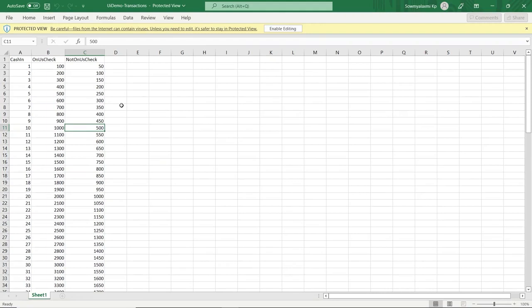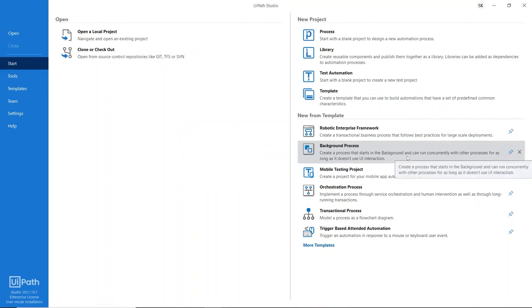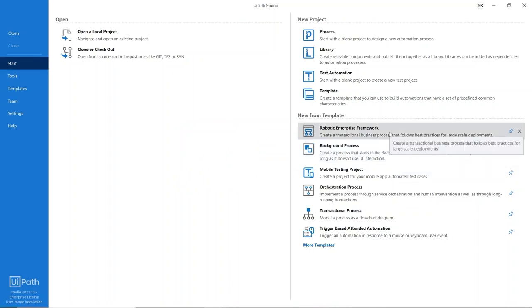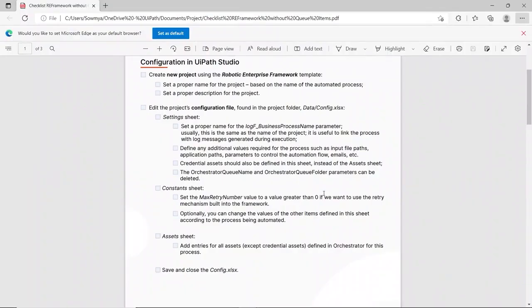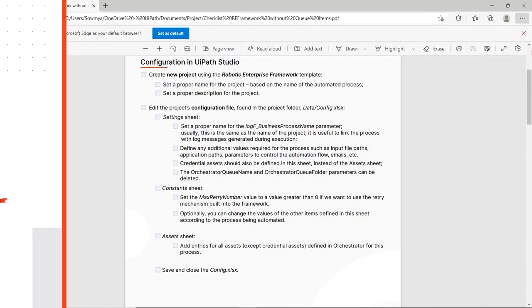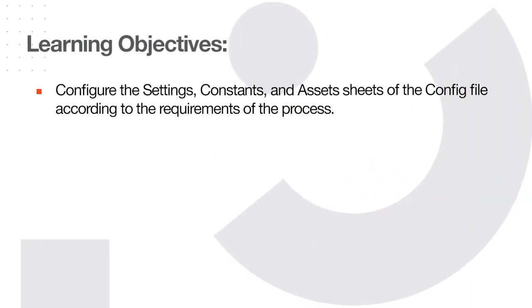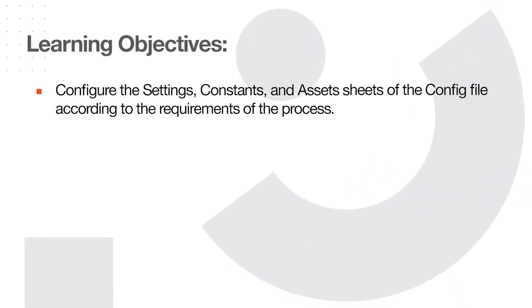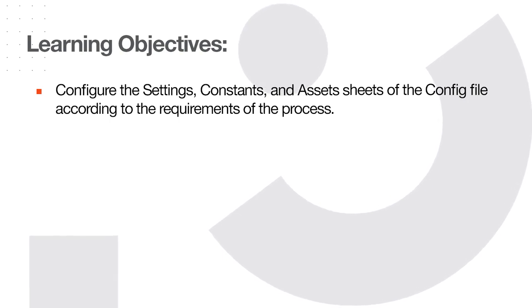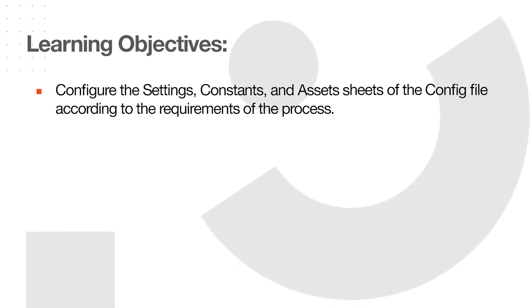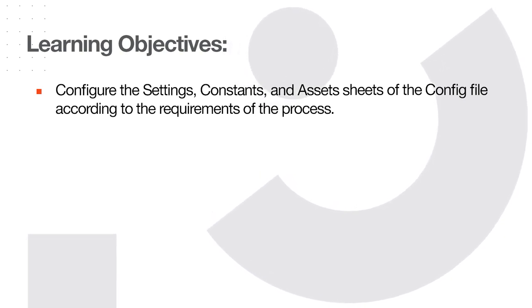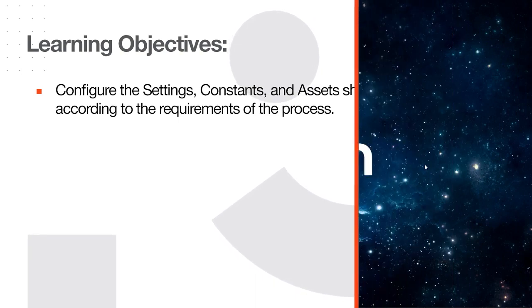To create the UiDemo project with tabular data, we'll use an empty REFramework template and follow the instructions in the REFramework without queue items checklist. We'd encourage you to download the starting materials provided in this lesson and build along as you watch the videos. Our goal in this video is to learn how to fill the settings, constants, and assets sheets in the config file according to the process specifications. The configuration in UiPath Studio section of the checklist covers this part. All set? Great, let's get started.